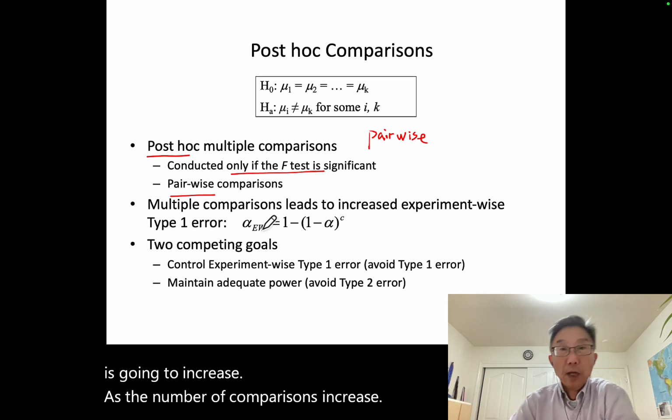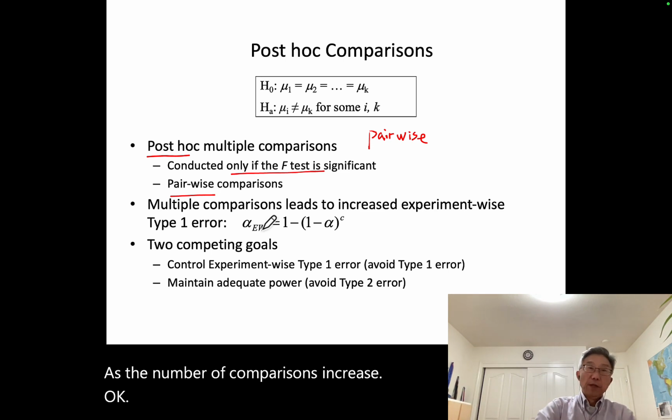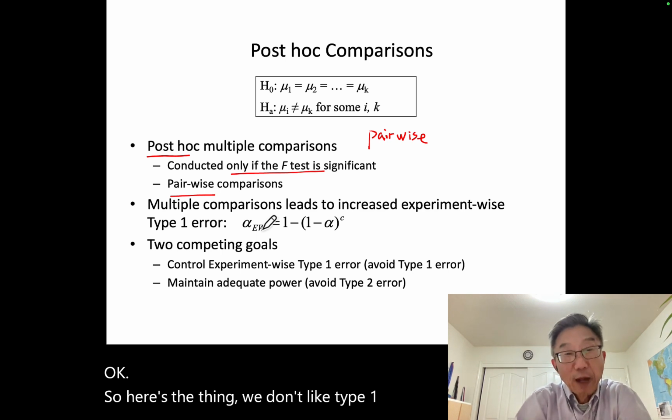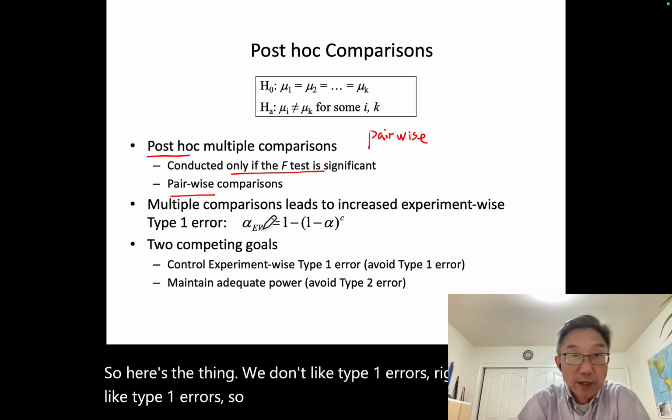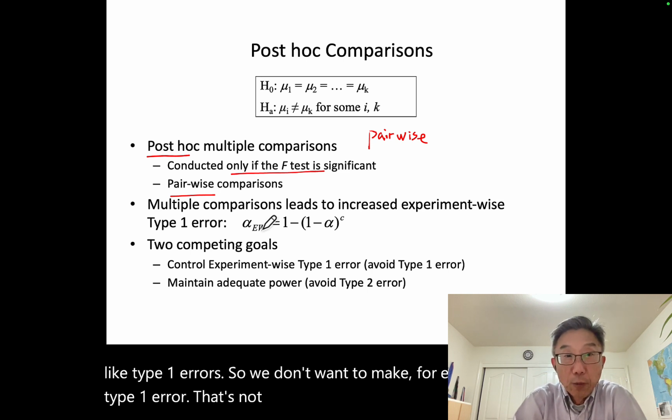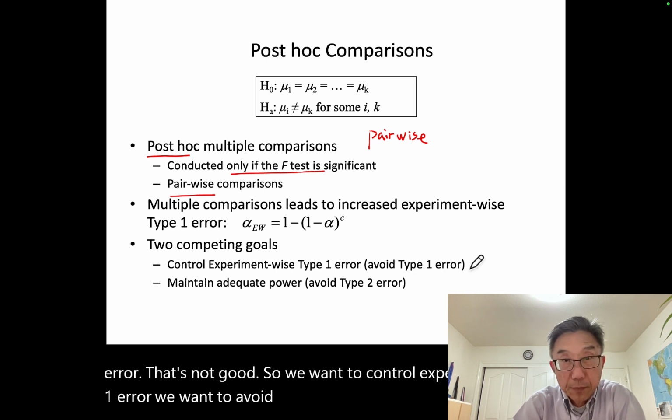Okay, so here's the thing. We don't like type 1 errors, right? We don't want to make, for example, a 30% type 1 error. That's not good. So we want to control experiment-wise type 1 error. We want to avoid type 1 error.